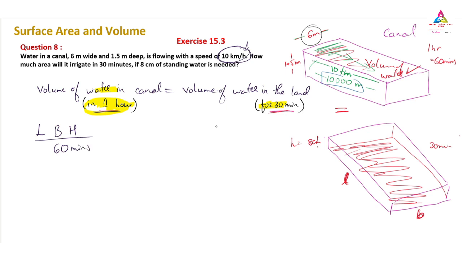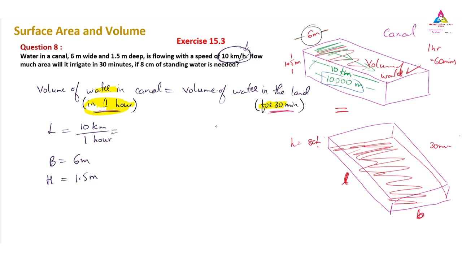And you may ask, why have you written 60 minutes here? Because if you want to know, I will write it down exactly. Here L is referring to 10 km per 1 hour. Remember, it is 10 km per 1 hour. And B is already given as 6 meter. And the height, capital H, they have given us 1.5 meter. For this purpose we have taken 10 km divided by 1 hour.